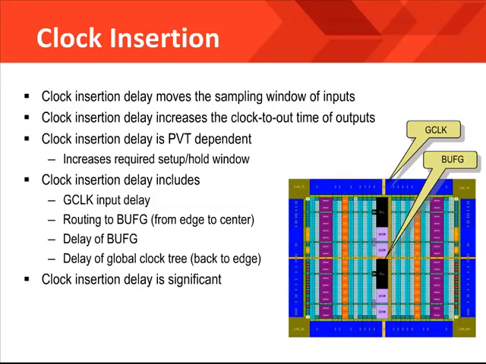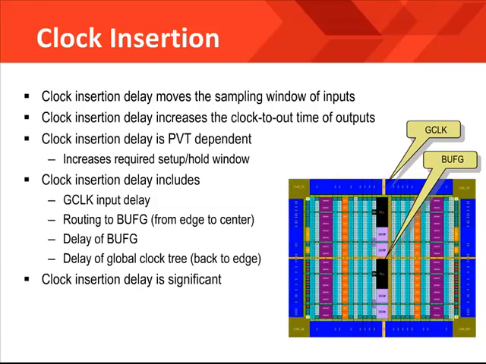Now in this slide we want to get into why the DCM and PLLs exist in the FPGA. The answer is simply clock insertion delay. You see, clock insertion delay moves the sampling window of inputs. The clock insertion delay will increase the clock to output time of outputs, as well as the clock insertion delay is voltage and temperature dependent, and increases the required setup and hold time window.